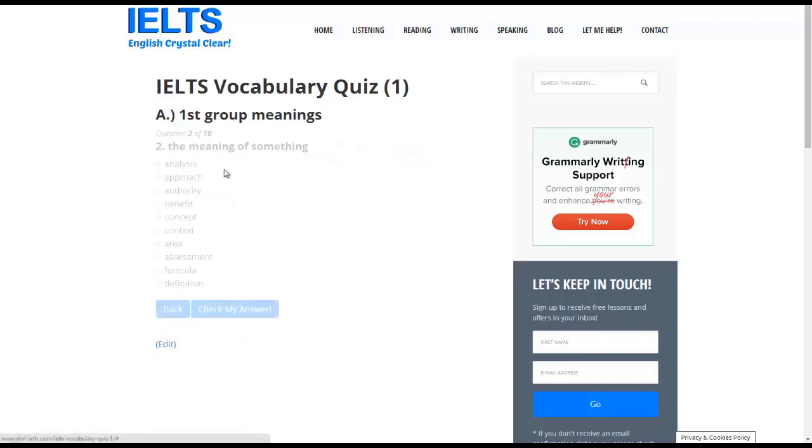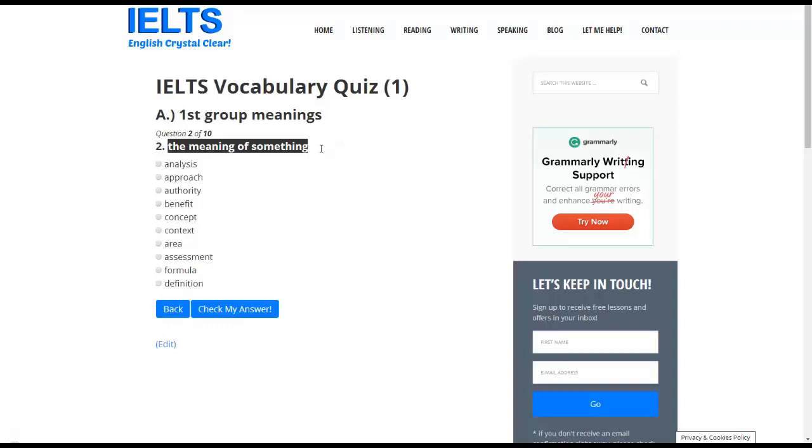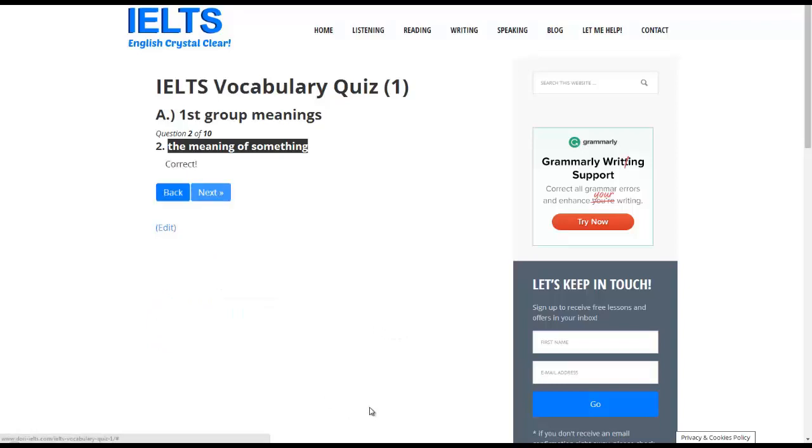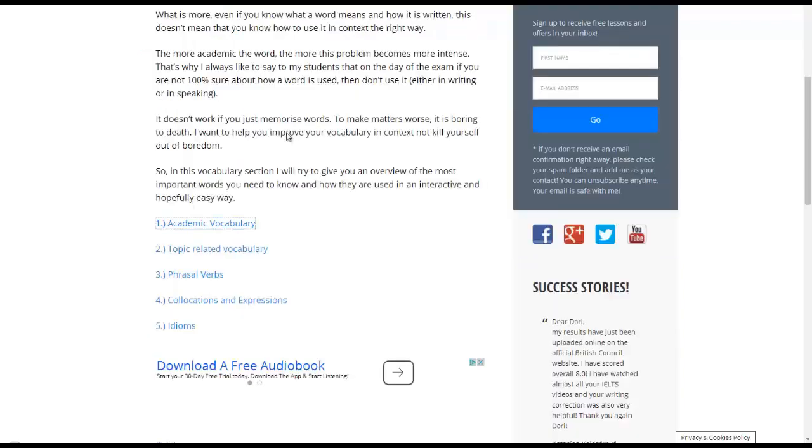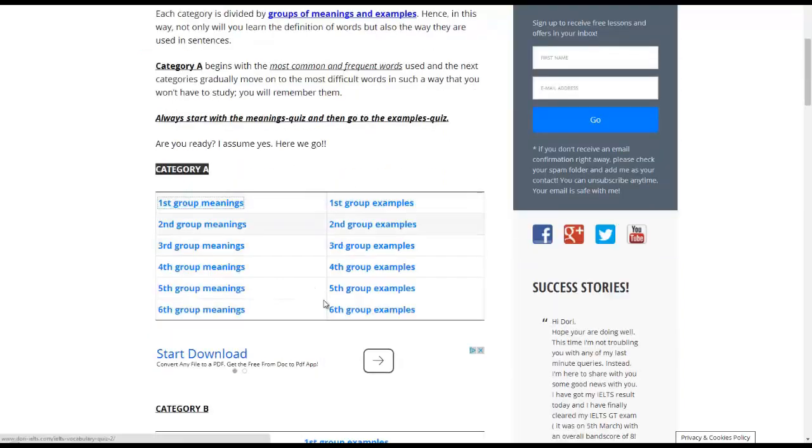So let's move on. Next quiz, the meaning of something. Okay, you get a lot of options here. It is definition. Check my answer, correct. Next, you're going to get 10 quizzes for each of the 10 words, of course, 10 meanings. So if we go back, there are also quizzes of context, quizzes of examples.